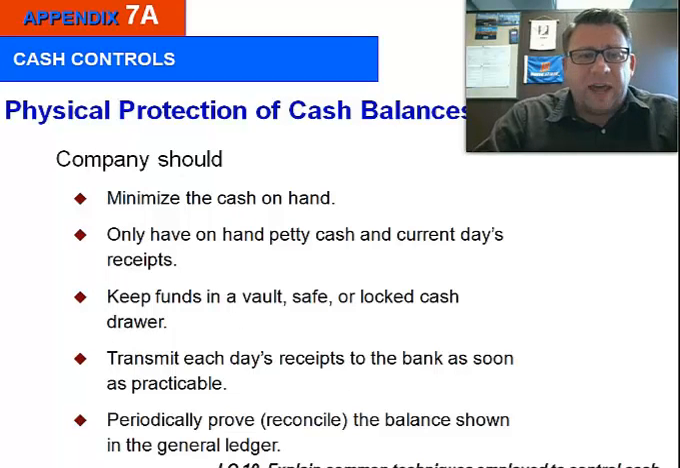Physical protection of cash balances. We should minimize the amount of cash on hand. We only want to have our petty cash on hand and whatever we would need for the day's receipts. We may keep funds in a vault or safe or some kind of a locked cash drawer. We want to transmit those receipts to the bank as soon as practical. We may make deposits every day.